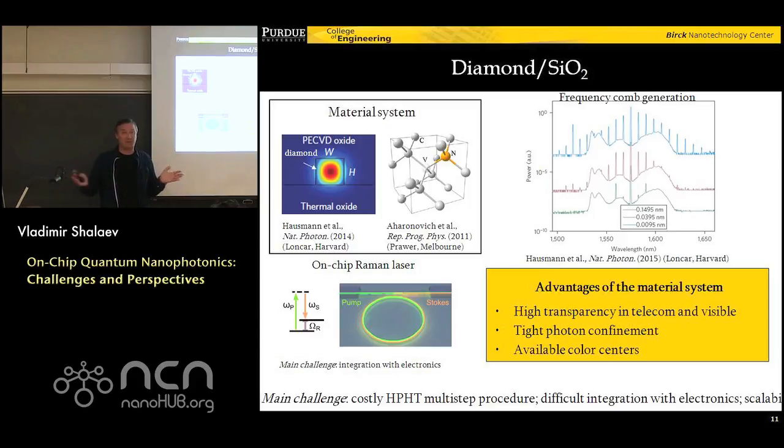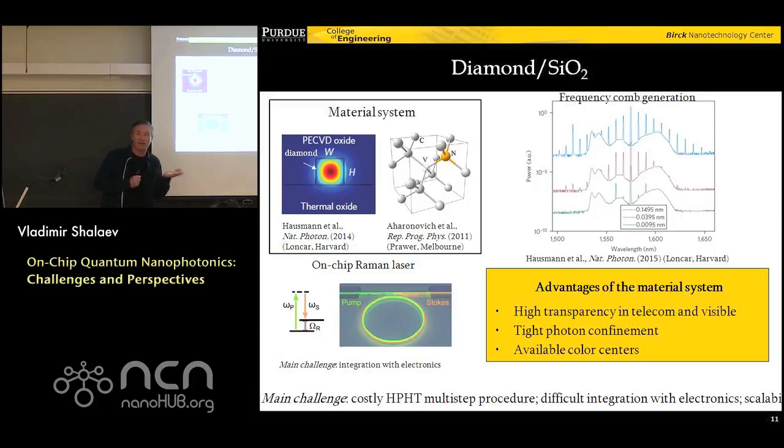In terms of pluses, this is a material which has a tremendously high band gap, meaning it's completely transparent in the visible. This is a big advantage. No two-photon absorption at all. So that's a huge and important fact. It has a very high refractive index, meaning that you could really have strong confinement, since you're diffraction limited. So those are all big pros, and there is a family of available color centers.